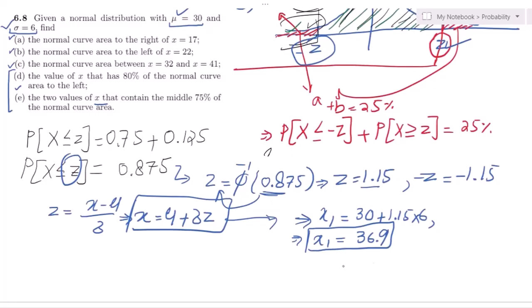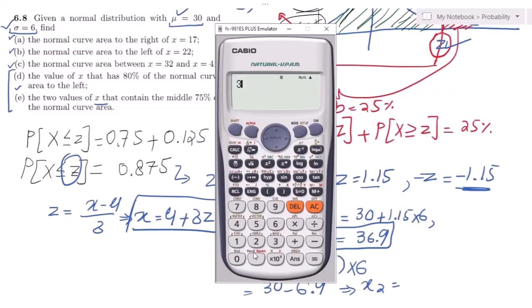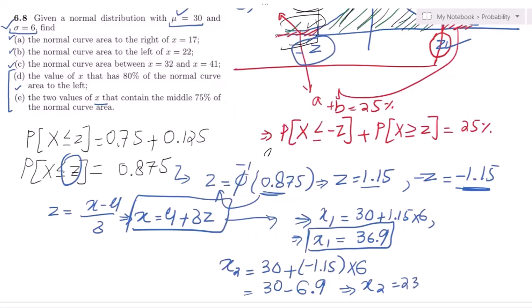And for x2 we have here 30 plus value of z, which is now minus 1.15, and multiplying here with this 6, which is sigma. So this would be 30 minus 6.9. So this would be x2, and the value of x2 is 30 minus 6.9, which is 23.1. So 23.1, and that is the value of x2.